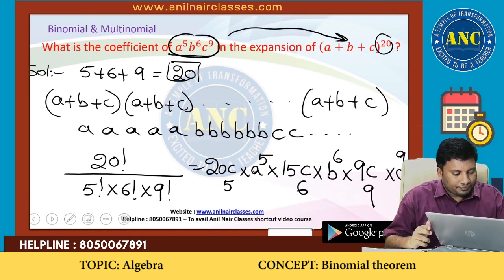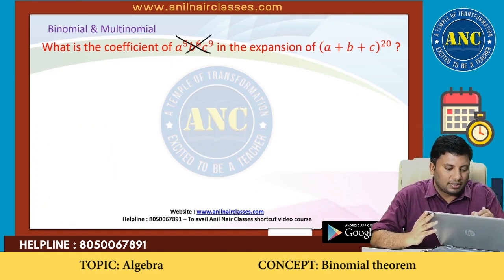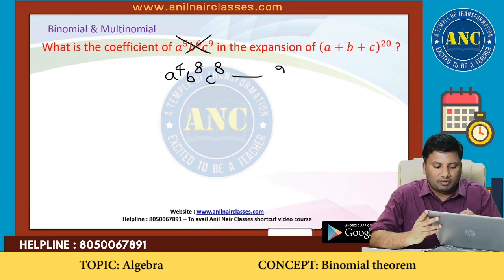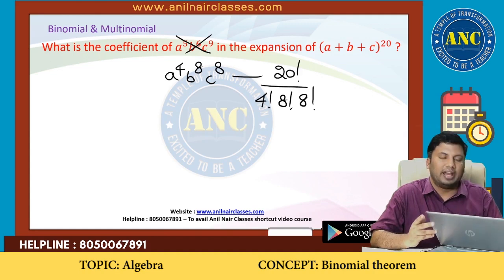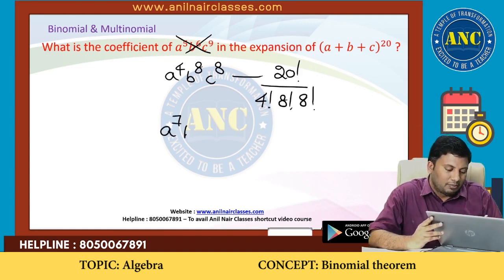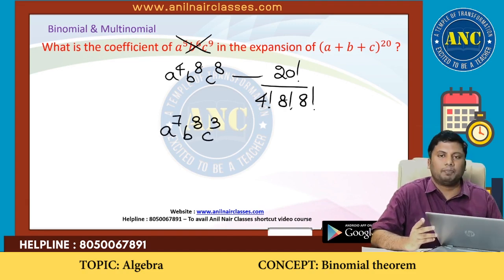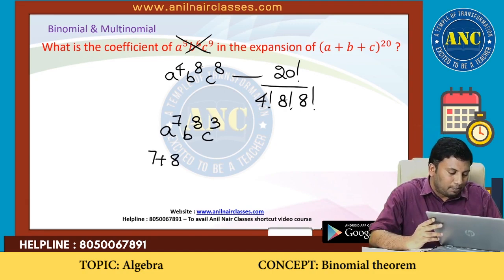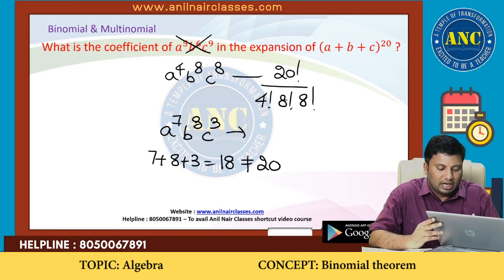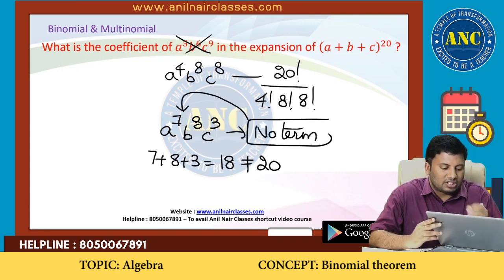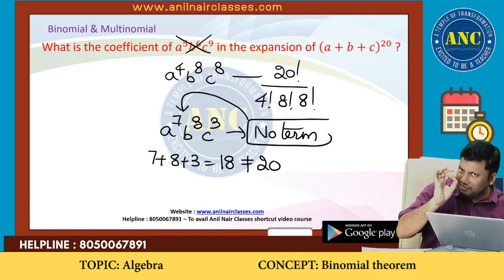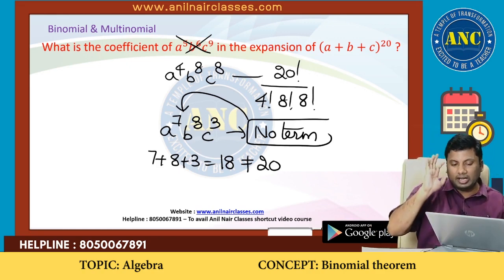Right. Now, suppose the question is a power 4, b power 8, c power 8. What will be the answer? 20 factorial by 4 factorial, 8 factorial, 8 factorial. If it is of the form a power 6, b power 8, c power 3, what is the sum? 6 plus 8 plus 3, which is 17. It is not equivalent to 20. So there is no term possible with this. There is no term which is of this form. I hope it is clear. Every single key point is extremely clear to you.